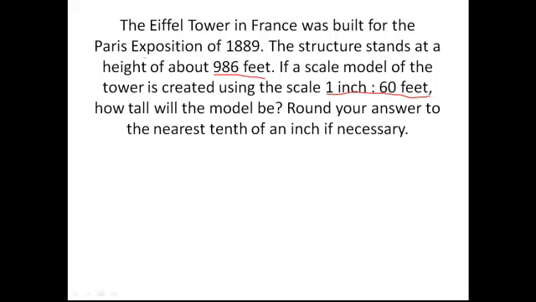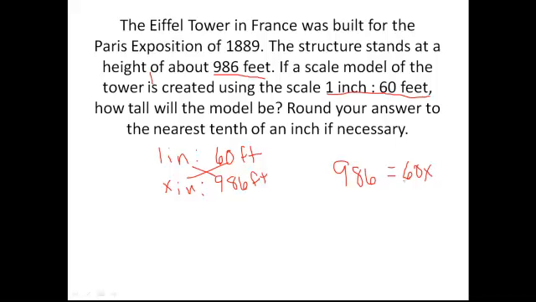So we're going to set this proportion up with 1 inch set to every 60 feet. Well, then we know that in feet it's 986 feet. So that means we're searching for the value in inches. So x will represent the missing number of inches, I apologize. So we have 1 times 986, which is 986. And that's going to be equal to the cross product this way. 60 times x is 60x.